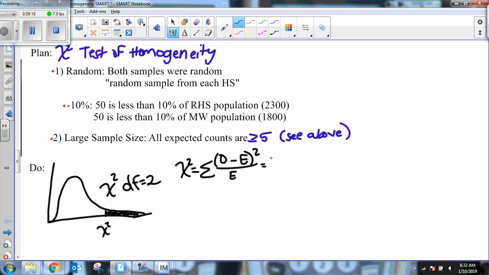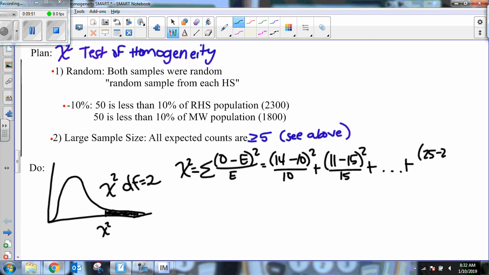First, I got to show the work, though. I want to show the reader that I know what I'm doing. So I'm going to say 14 minus 10 squared divided by 10. That's observed minus expected squared divided by expected, plus 11 minus 15 squared over 15. Now, to save us some time, I'm okay if you go plus dot dot dot. Those are the first 2 for Redwood, so I'm going to say plus. Now I'm just going to show the last one for Mount Whitney.